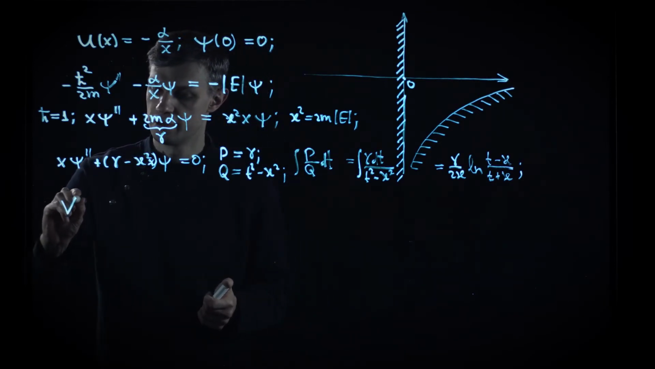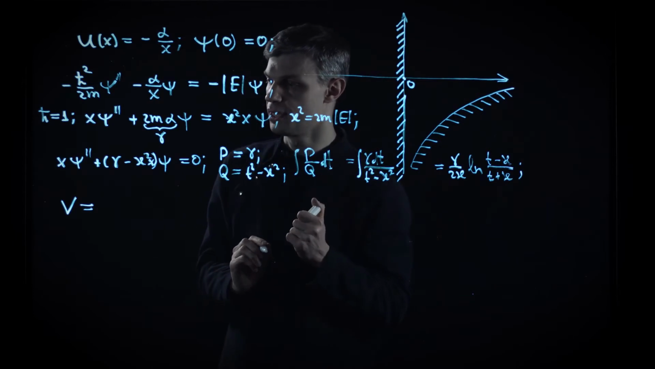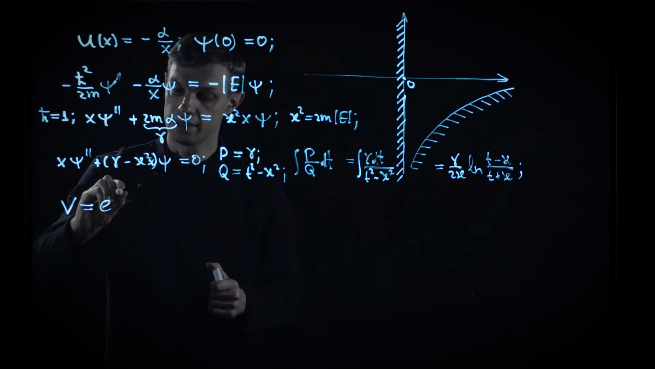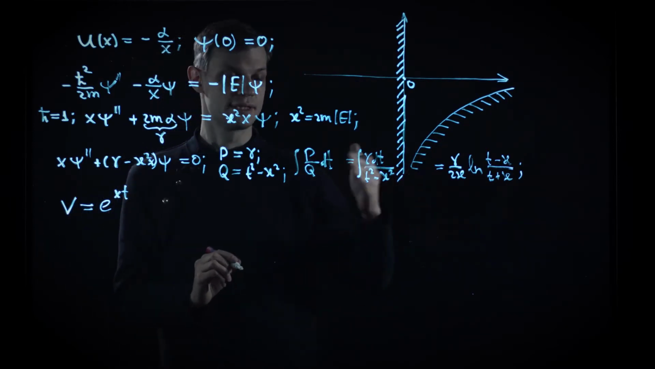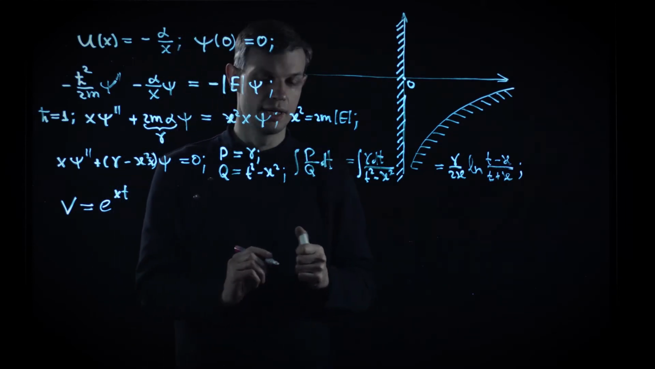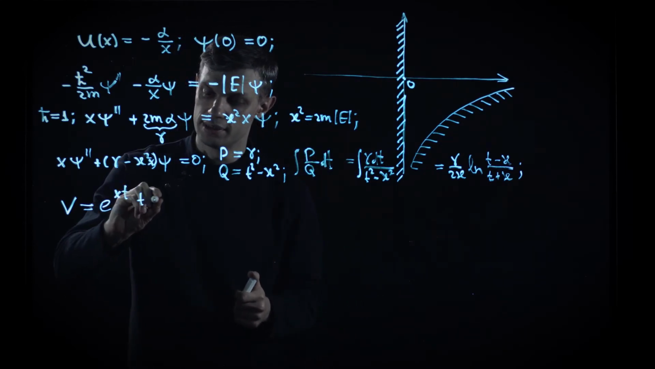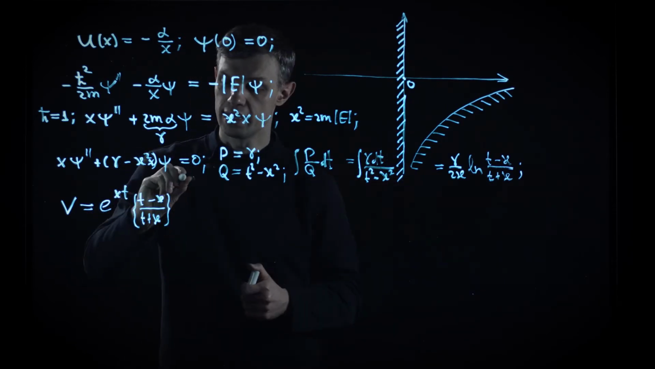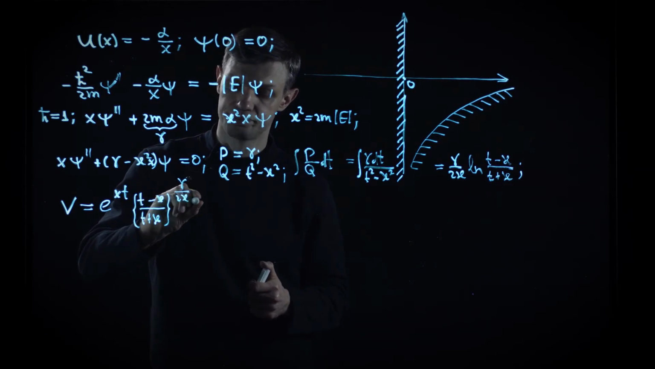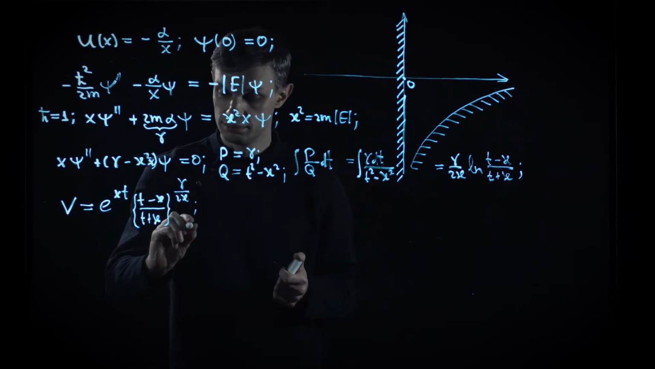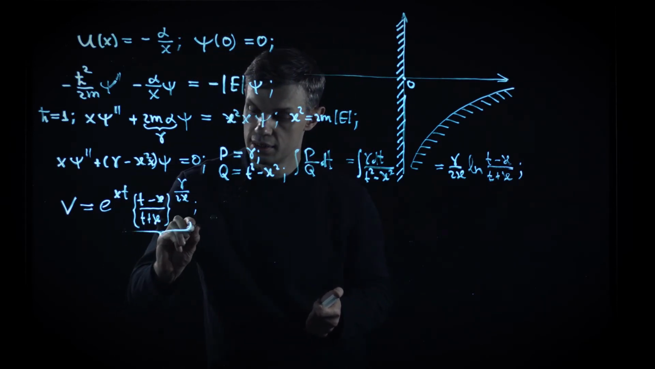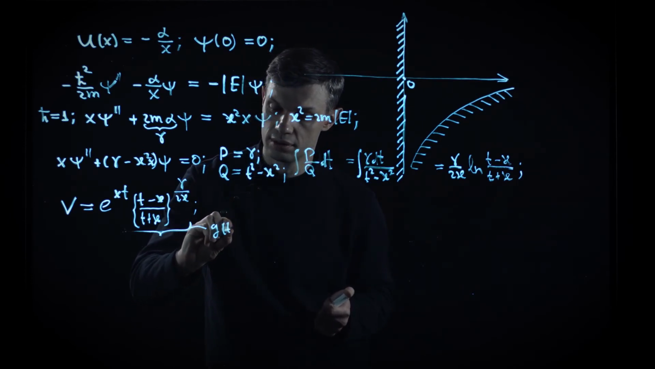First of all, the v function, which defines the position of the contour in the complex plane. The v function is simply e to the power xt times e to this integral, right? So it's simply t minus kappa divided by t plus kappa, to the power of gamma over 2 kappa. This is a multivalued function, and let's denote it as g of t.